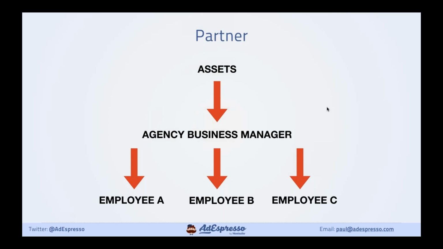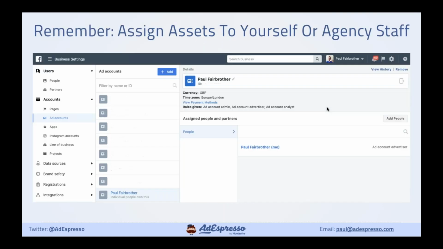Now, from an agency point of view, one thing that catches a lot of people out, and it catches me out all the time, is that if a brand has assigned assets to your business manager, they just sit there and you then have to assign them to yourself or to your employees. Sometimes a brand has said to me, "Hey, Paul, I've assigned these ad accounts to you," and I'm like, "I can't find them, I can't access them." It's because they're sitting in my business manager and need to be assigned to myself, because I'm actually an employee of that business manager.